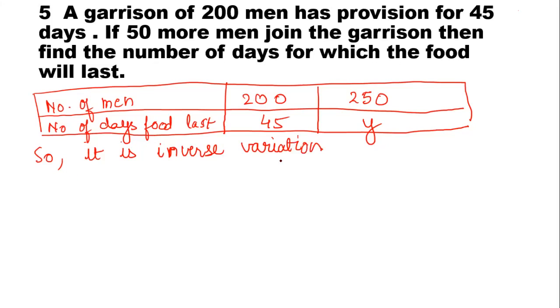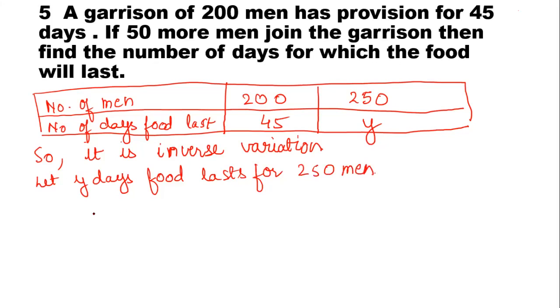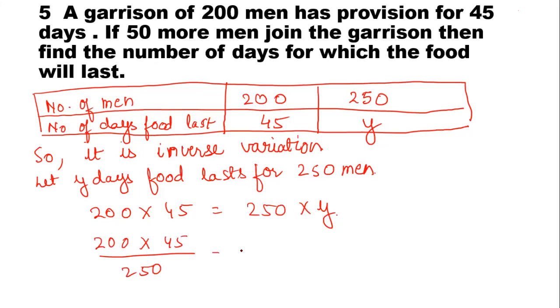Is it clear? It is a question of inverse variation. Now, it is inverse variation. What is y? Let y days food last for 250 men. So 200 into 45 is equal to 250 into y. So 200 into 45 divided by 250 is equal to y.